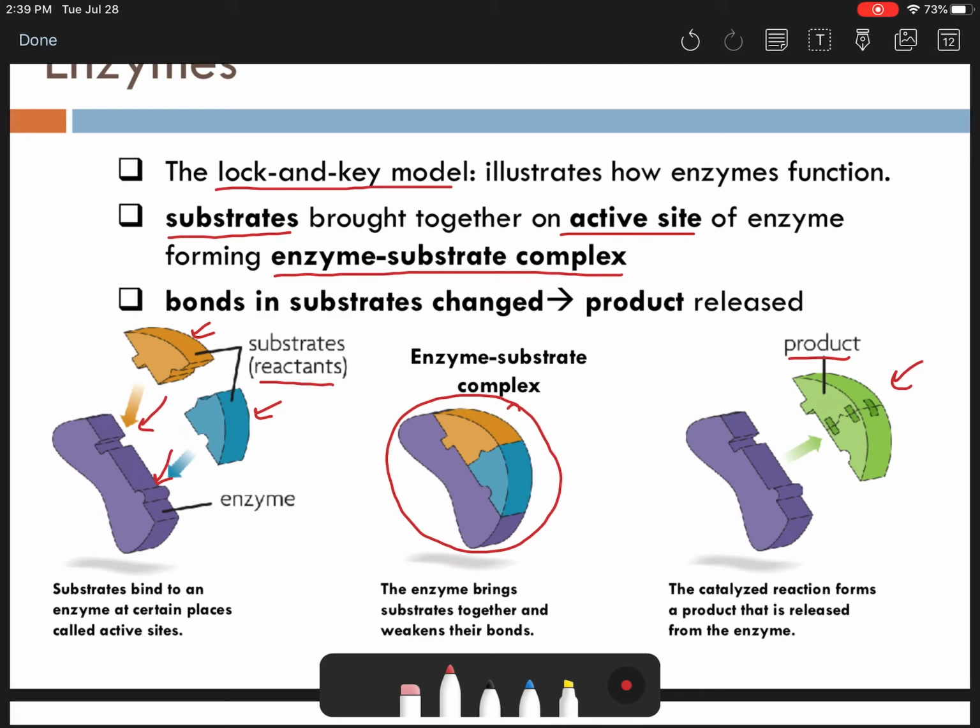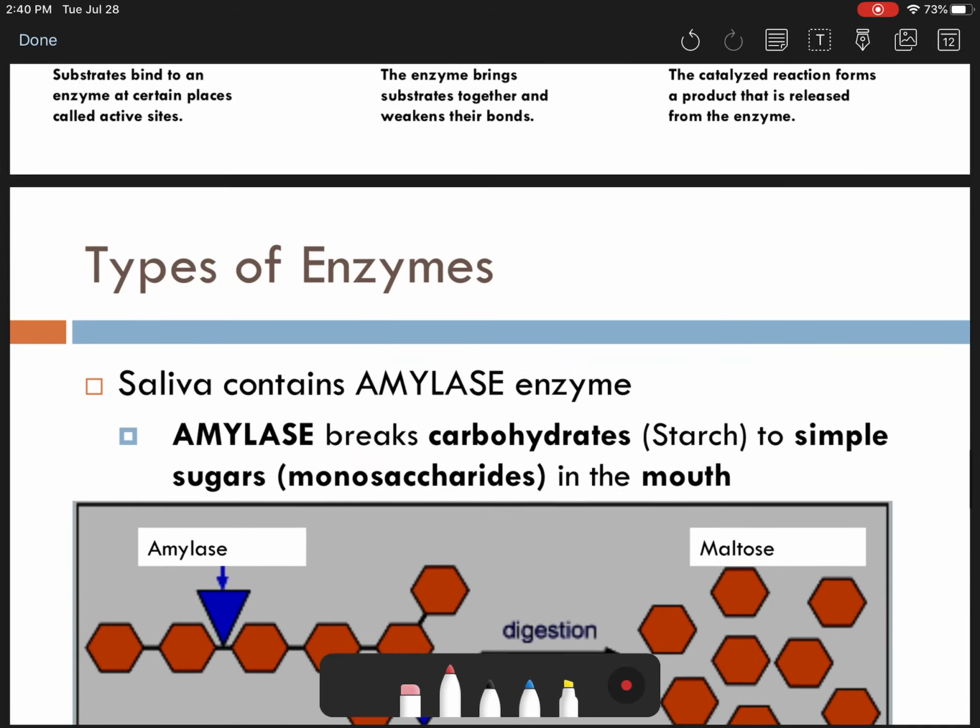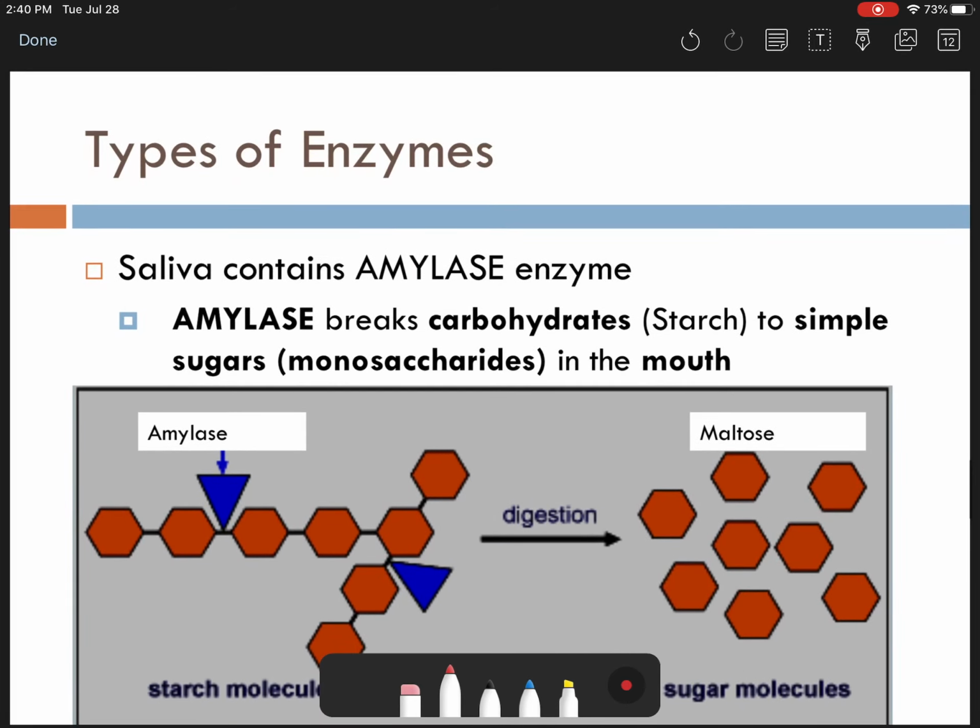Okay? So can you tell just by looking at this what kind of reaction that is? Would that have been a hydrolysis reaction or a dehydration synthesis? Remember what synthesis means. It means to build. When you take smaller molecules, join them together to make a larger molecule. And that's exactly what's happened here. So this would have been a dehydration synthesis reaction.